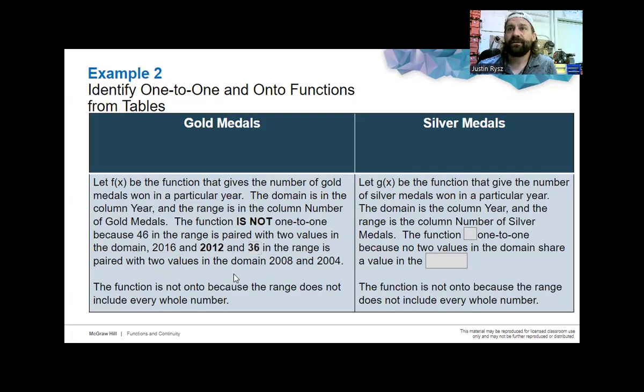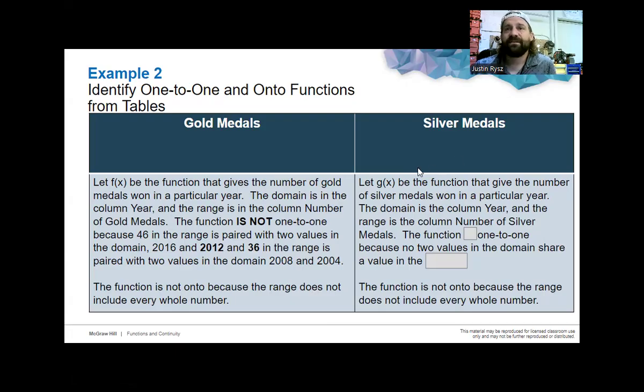And 36 is in the range paired with 2 twice. So you've got two of them that repeat. It's not good. So the function is not onto because the range does not include every whole number. That's the one thing to look at too. The range didn't have every single number between 0 and infinity, so it doesn't work.